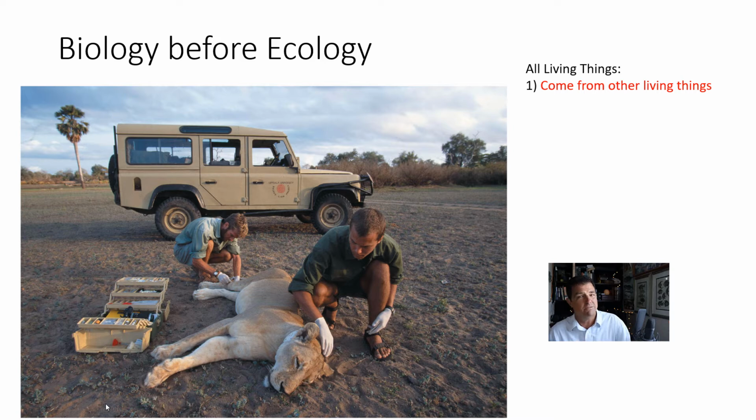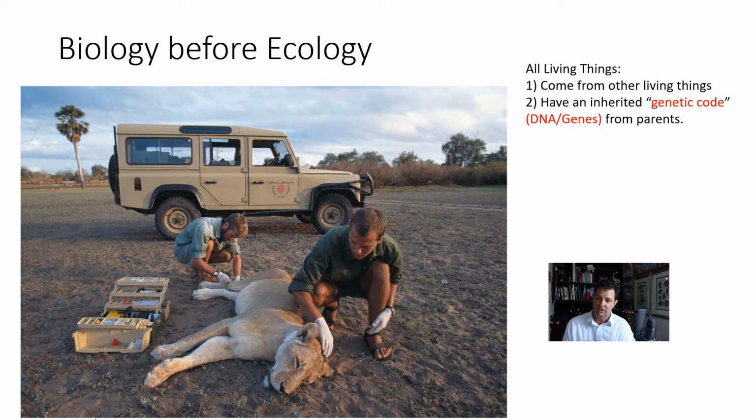So first of all, many of these are going to seem real simple to you, which is great. All living things come from other living things. Lions come from lions. Tigers come from tigers. Beetles come from beetles, and all that sort of thing. All living things come from other living things.